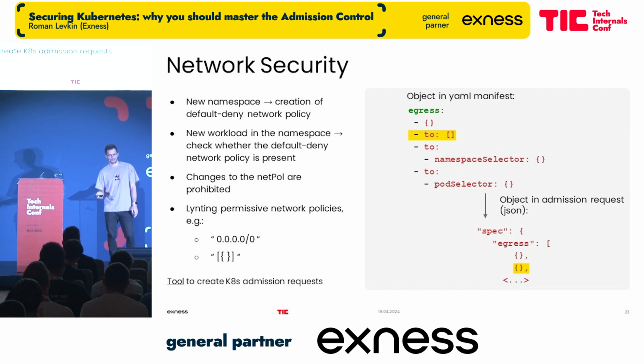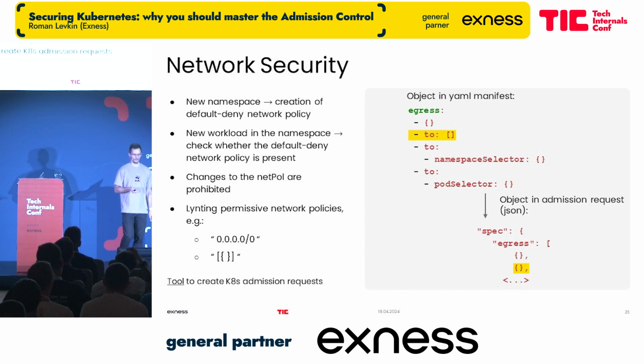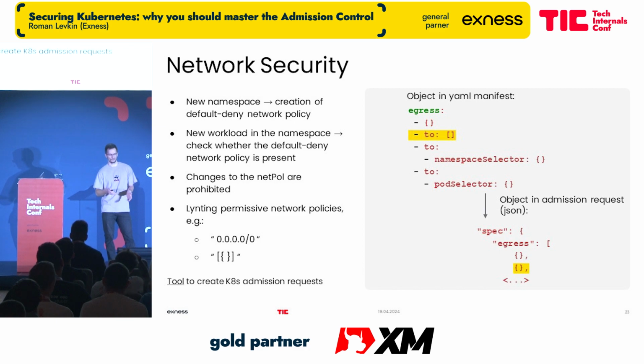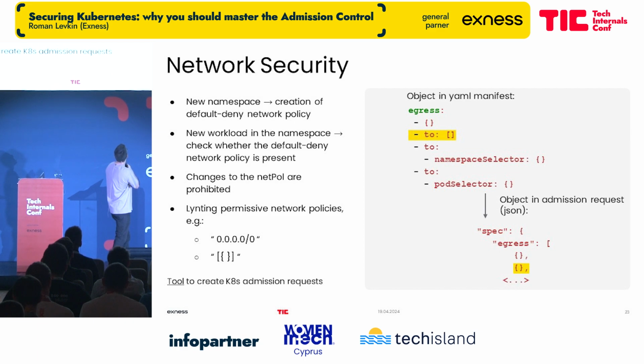Let's say we have a shared cluster. Multiple teams work side by side. And most probably, you are not satisfied with the default Kubernetes networking model that presumes that any kind of pod is able to address any other pod by default. With the same logic, we can create default deny network policies when a new namespace is created. We can check the presence of the default deny network policy when a new workload is going to be created. So quite simple.